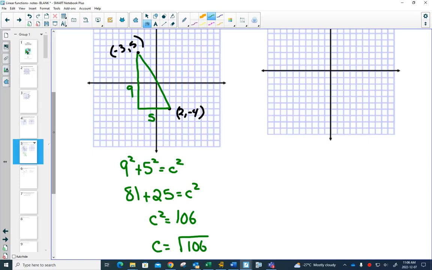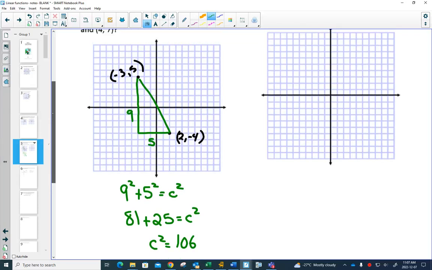So we have now a new concept, which is finding the distance between 2 points, which is really just a bunch of old concepts put together. That you know how to do a squared plus b squared equals c squared. You know how to simplify radicals. So all of those things would come back in this question as well.